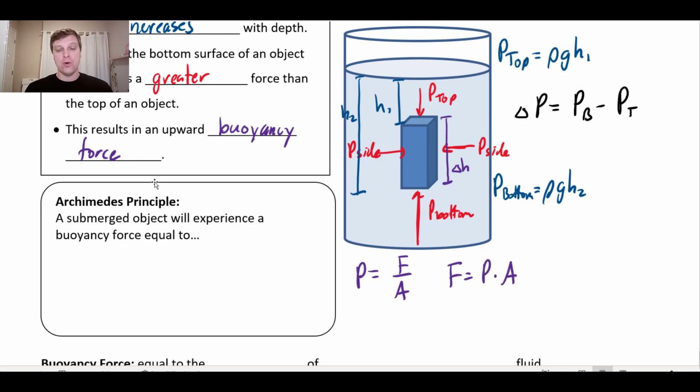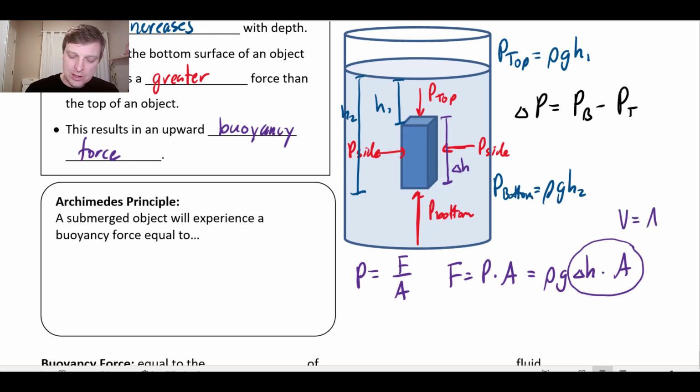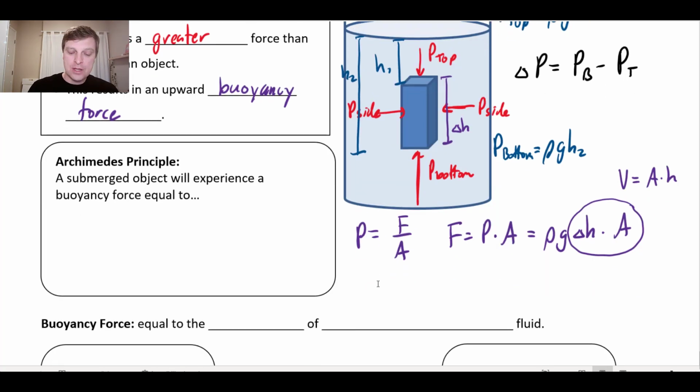And so the overall upwards force is going to be that pressure differential, delta P, times the area. So we know that pressure differential is going to be rho g delta h, and that whole thing is multiplied by area. But recognize that delta h is the height of the object, and area is the surface area of the top and bottom of the object. And so this whole thing right here, you might remember, is really just volume. Volume is just area times height. So this whole thing simplifies down to say that force is rho times V times g.